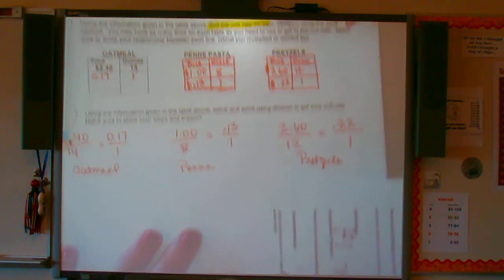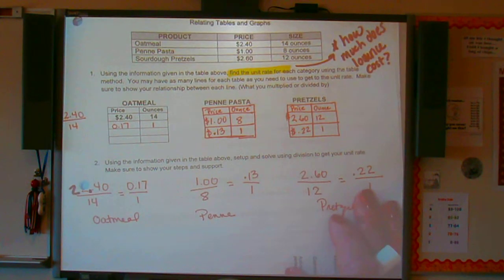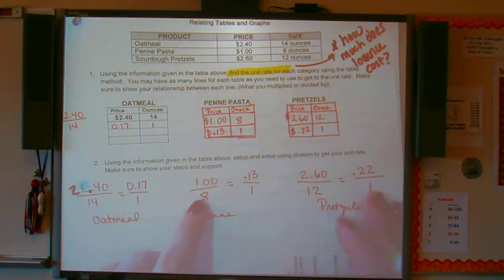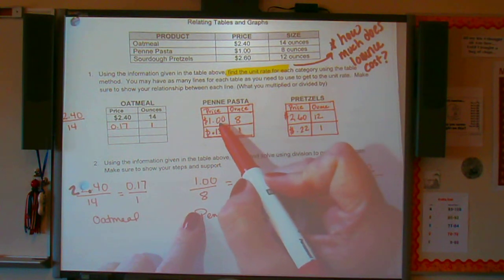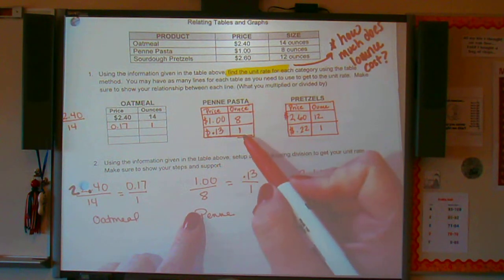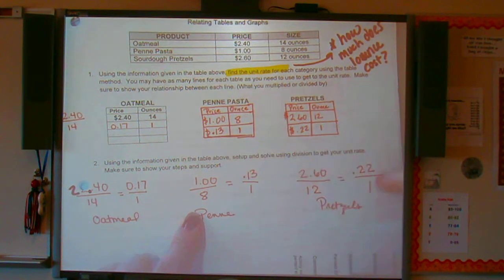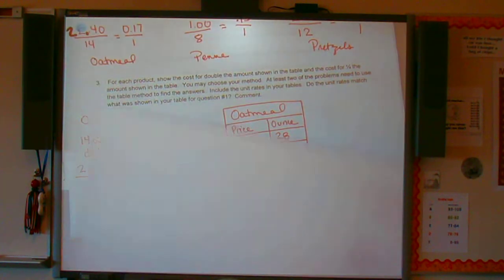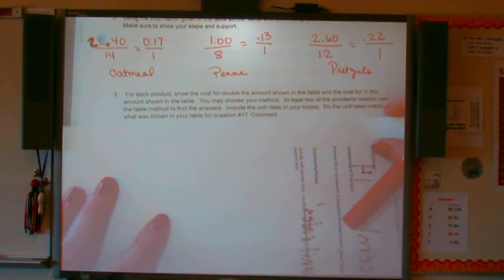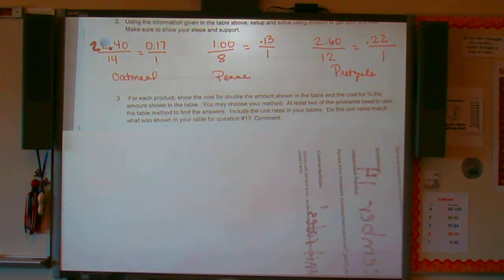Then I just went back to number 1 and made my data tables that showed here's 8 ounces, here's the cost for 8 ounces, 1 ounce, here's the cost for 1 ounce. Then in number 3, it says for each product, you want to show the cost for double the amount and then the cost for 1/4 the amount.